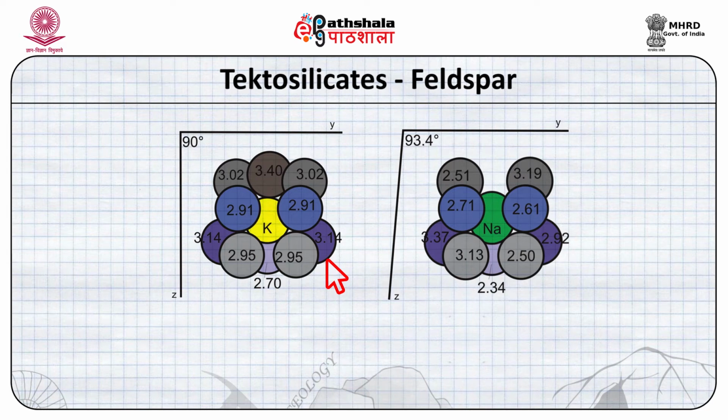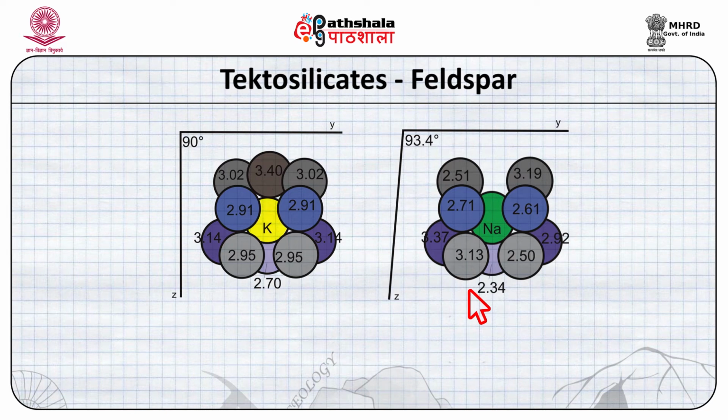The first part of the figure, if you see, the two axes on the sides mark an angle of 90° between them, indicating this to be a monoclinic symmetry. Whereas, the second part of this figure, where potassium is replaced by sodium, you see that the angle is 93.4°, meaning that the orthogonal relationship is changed. Now, in case of sodium, if you observe the structure, the way the oxygens are distributed around is different.